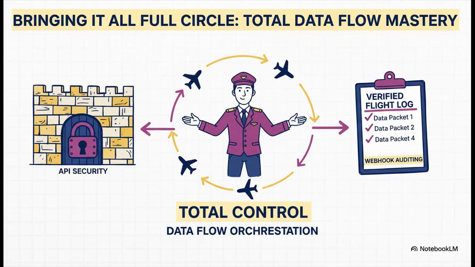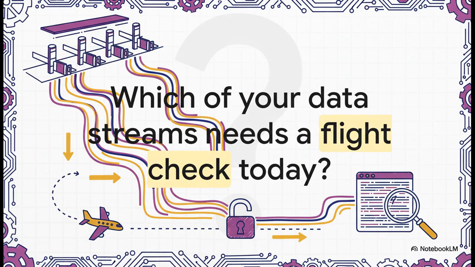And really, that brings it all together, doesn't it? When you combine strong API security, that's your secure airspace, with diligent webhook auditing, your verified flight log, you get total control over your data flow. You're not just passively watching the traffic anymore, you are actively commanding it. So I'll leave you with this one question. Now that you know how to secure your gates and how to audit your logs, take a second to think, which one of your data connections, right now, really needs a thorough flight check today?